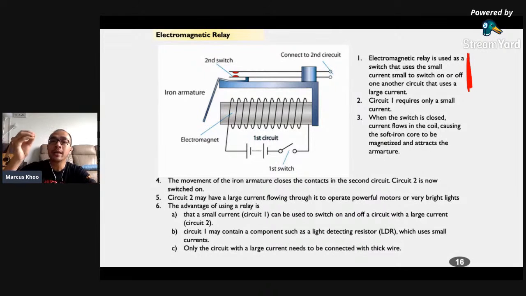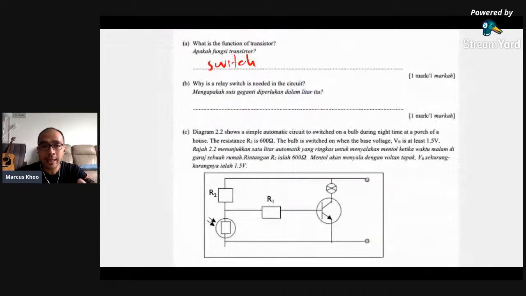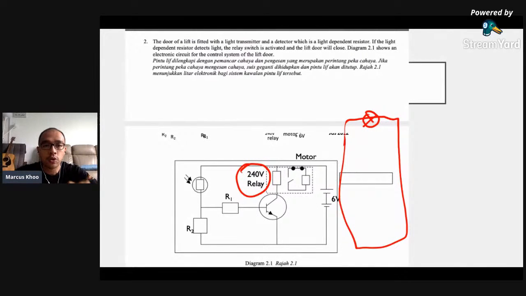Okay, so dia menggunakan arus yang kecil untuk menghidupkan atau mematikan satu litar yang menggunakan arus yang besar. Okay, I repeat, the function of a relay switch is to use a small current to switch on or switch off another circuit that uses a large current. So in this case, why is a relay switch needed in the circuit? Basically, its function is to switch on the circuit which uses a larger current.